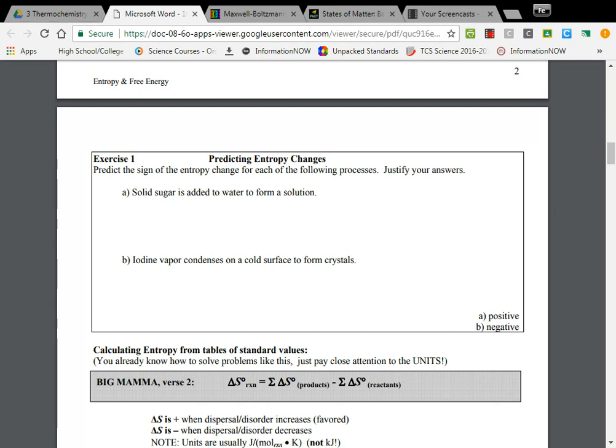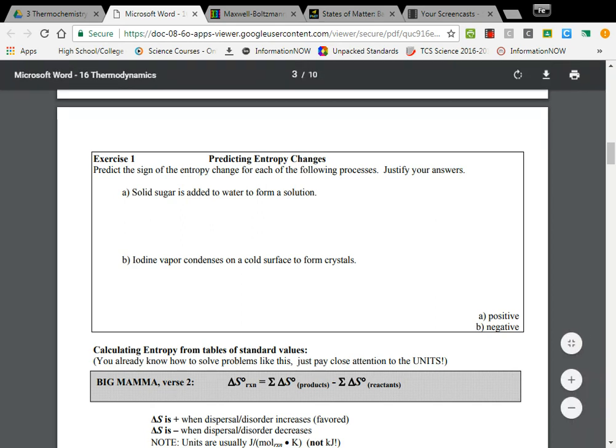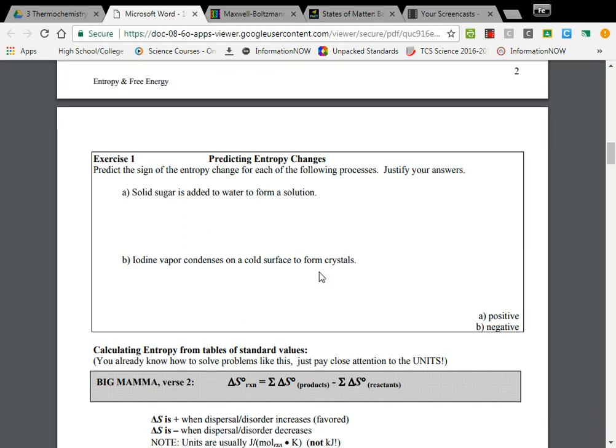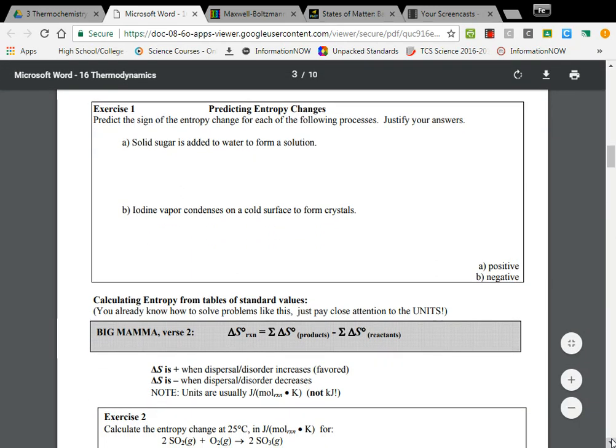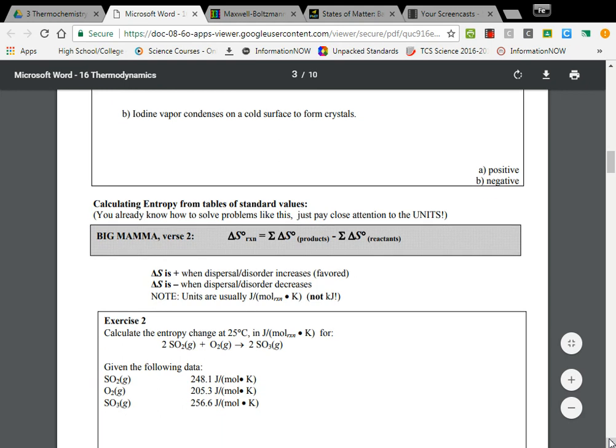So the rule is, when we're predicting the sign for delta S, first look at states of matter. Secondly, if all of the states of matter are the same, that's when we look at how many moles we have on each side. So hopefully that'll help you on predicting the sign for delta S. Now let's go down and talk about how we calculate delta S.